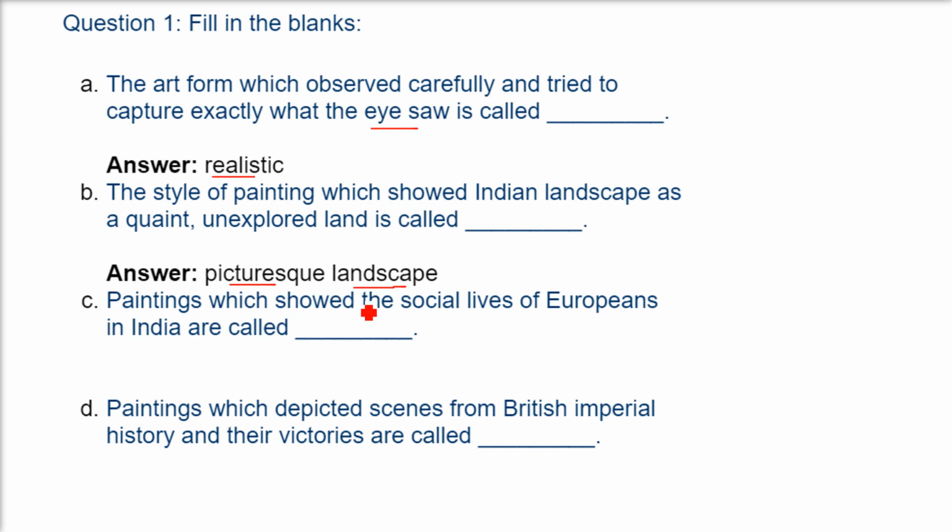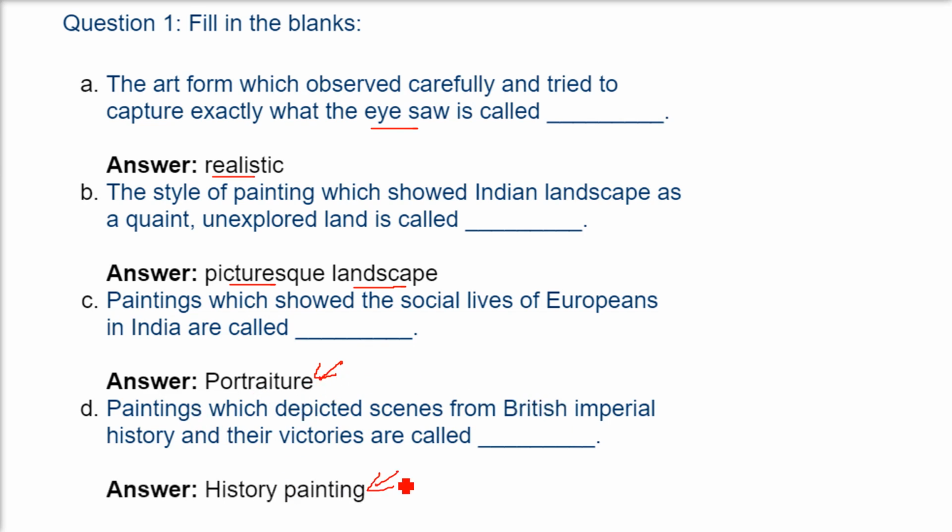Paintings which showed the social lives of Europeans in India are called portrait or portraiture. Paintings which depicted scenes from British imperial history and their victories are called history painting.